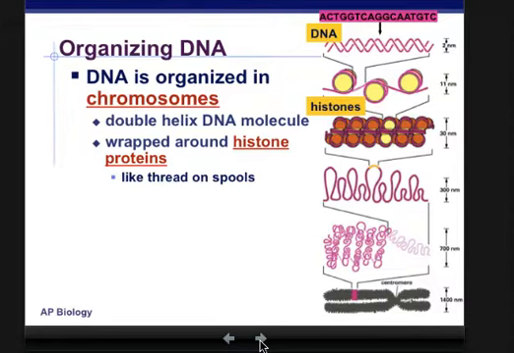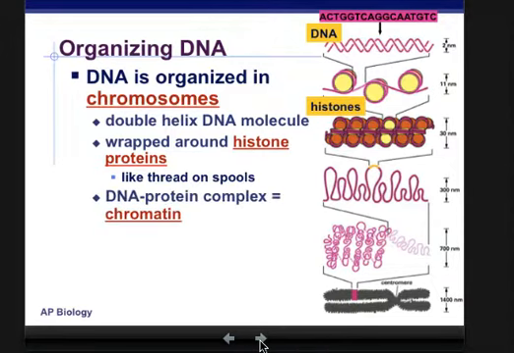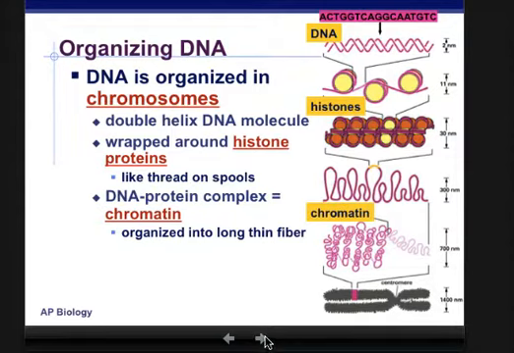All right, it's like threads on spools. That's a great way of thinking about it. So the DNA and protein complex is what we call chromatin, which is organized into a long, thin fiber, and that's what we're seeing there. So we've got the DNA wrapped around histone proteins and organized into the long, thin fibers called chromatin.